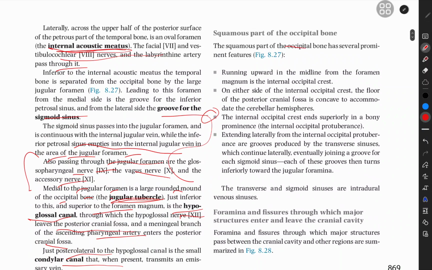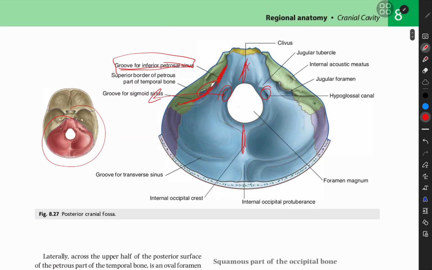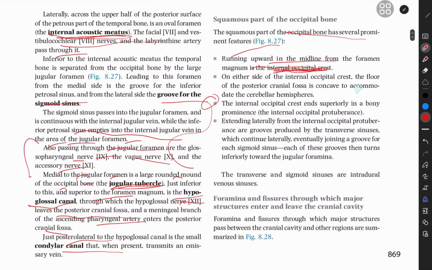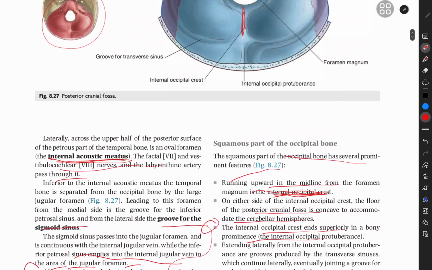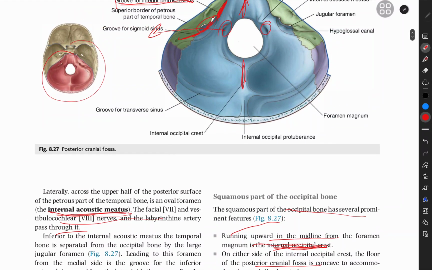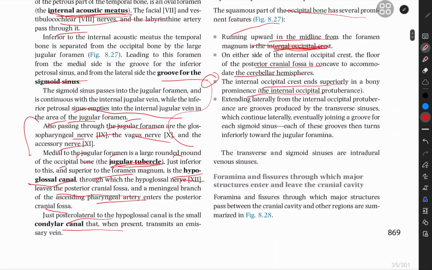Squamous part of the occipital bone. The squamous part of the occipital bone has several prominences. Running upward in the midline from the foramen magnum is the internal occipital crest. On either side of the internal occipital crest, the floor of the posterior cranial fossa is concave and accommodates the cerebellar hemisphere. Superiorly is a bony prominence, the internal occipital protuberance. It ends here, and the transverse sinus and sigmoid sinus start.